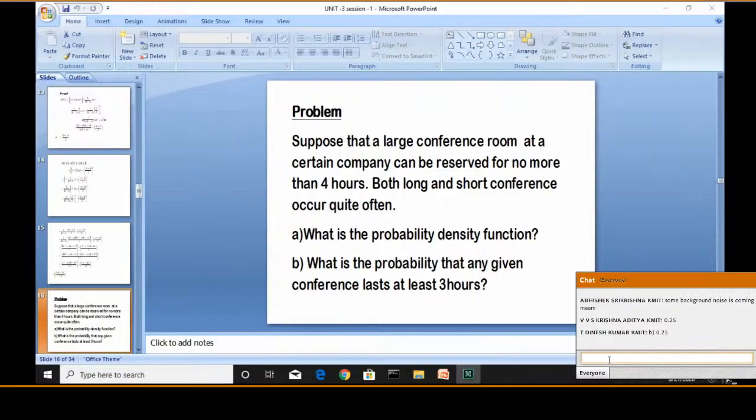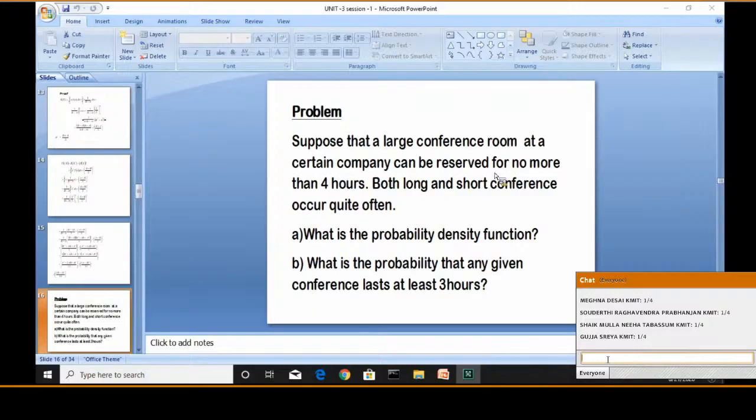Krishna Aditya, very good. Dinesh, very good. Once you got that, it is very easy to answer. Once I gave the clue, you could understand that. So from the next problem onwards, you will be able to answer without any difficulty. What is the probability density function? You got it. Next, what is the probability that any given conference lasts at least 3 hours?